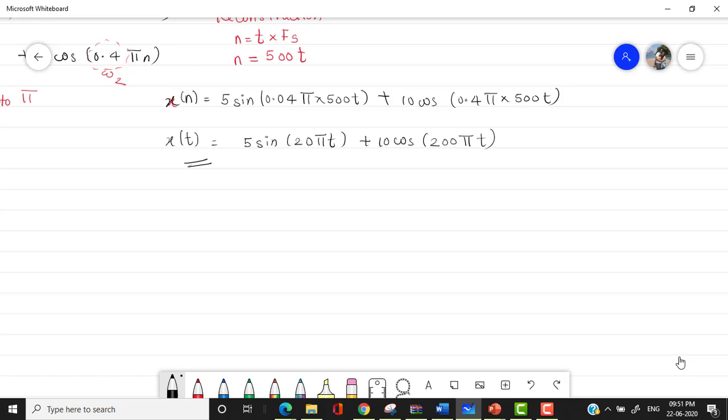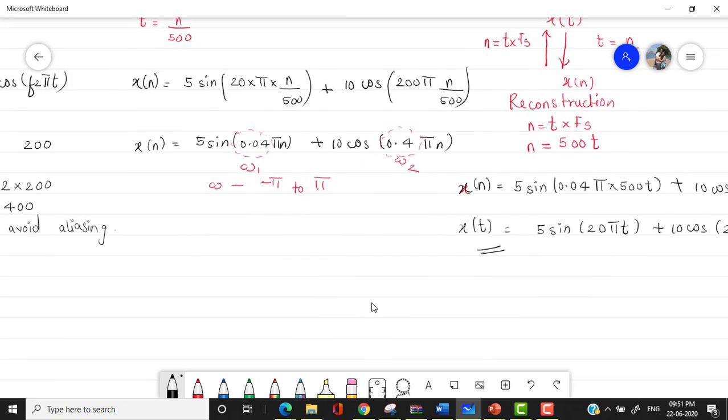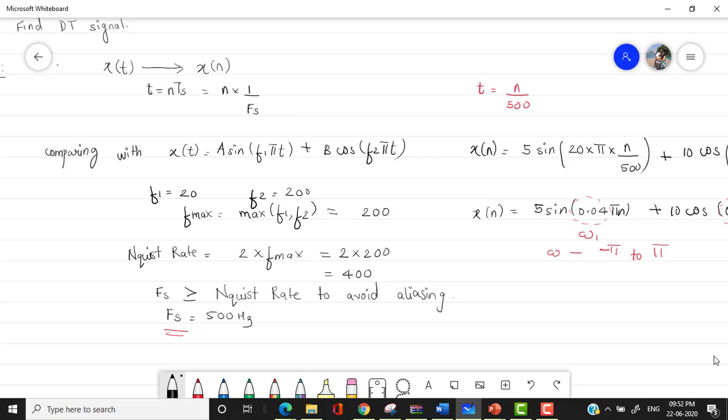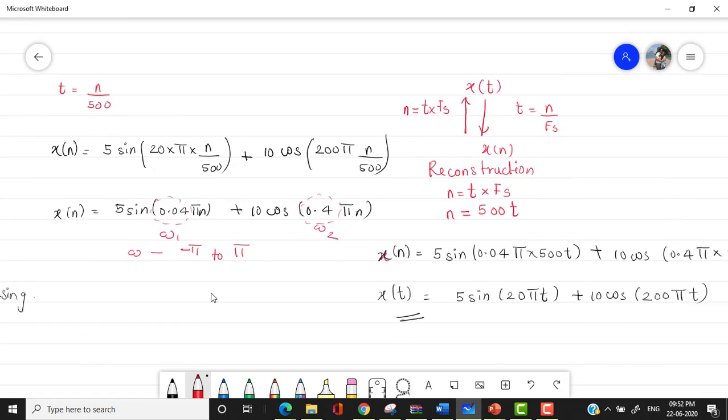So we can reconstruct back our continuous time signal, and the reason for this reconstruction being possible is that we have taken our sampling frequency Fs greater than the Nyquist rate. This is the reason because of which we could reconstruct our signal and get the original signal back when we perform this reconstruction operation.